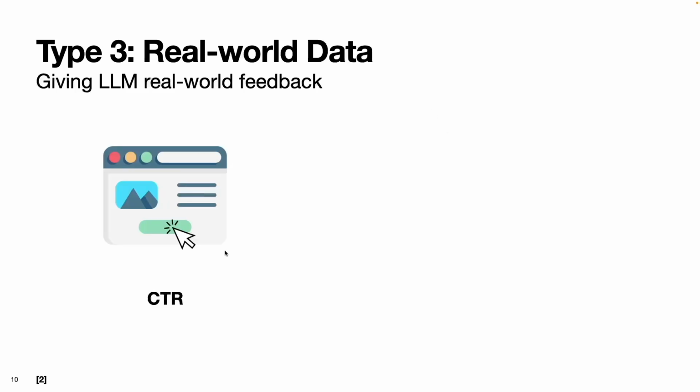Some examples of this are the click-through rate on a website. So let's say you're having an LLM write you copy for a landing page. Every single day, you can gather the click-through rate for that day, and then you can take that click-through rate, pass it back to the LLM, have it try to rewrite the copy to improve the click-through rate, and continue this loop every single day.